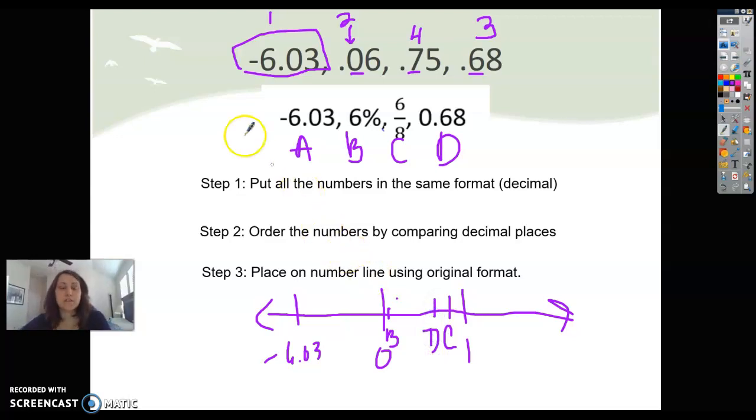So first, I put the numbers in the same format, into decimals. Next, I ordered them by comparing the decimal places. And then last, I put them on the number line using their original format. So I just wanted to go through those steps with you so it was very clear what you needed to do to compare.